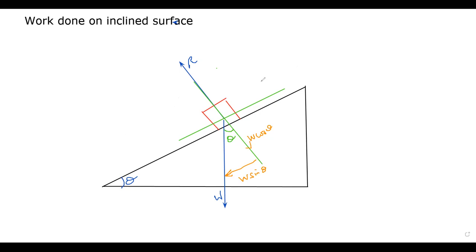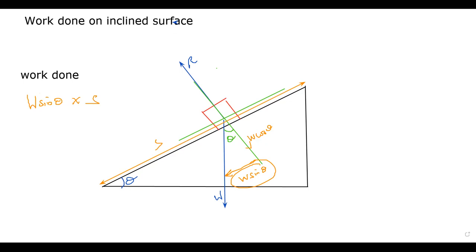So if we want to calculate the work done in moving this object, and we know the distance, like the length of the inclined surface, say the length of the inclined surface is denoted by S, then the work done will be equal to W sin theta multiplied by S, because W sin theta is the component in the same direction as the distance.